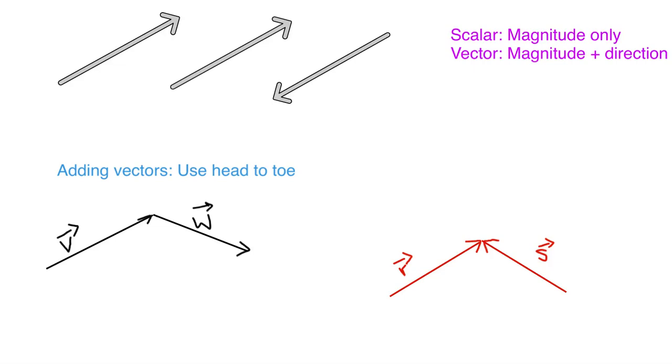Thank you so much for tuning into this video in which we will look at vectors. So vectors are quantities that have both magnitude and direction, as opposed to scalars that have magnitude only. So the quintessential example is speed versus velocity.